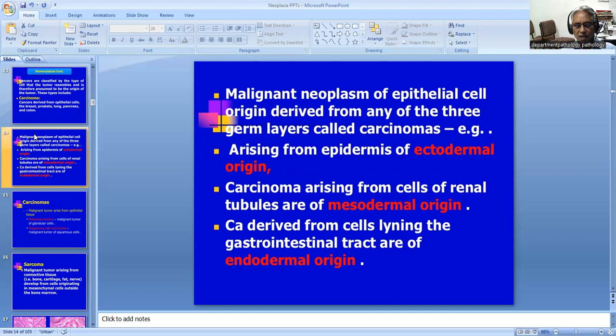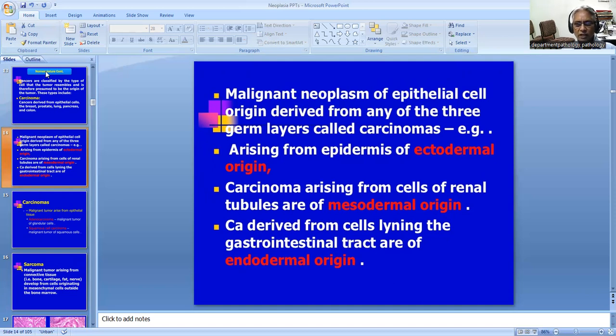For example, arising from epidermis. I hope you know that there are three types of tissue structures from which the growth can take an ectodermal origin, mesodermal origin, or endodermal origin. So growth arising from epidermis is of ectodermal origin. Growth arising from mesodermal origin, for example, the cells of the renal tubules, or growth arising from endodermal origin, from glandular carcinoma deriving from the layer lining of the gastrointestinal tract, is of endodermal origin.